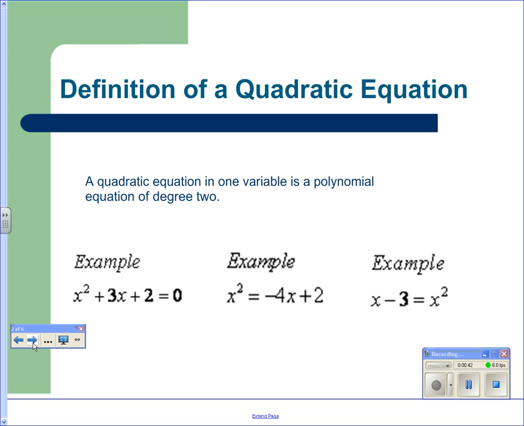Definition of a quadratic equation: it has one variable, and it's a polynomial where the highest power is degree 2. Your highest exponent is a 2. So x squared is going to be your biggest exponent term. These are all three examples of quadratic equations.